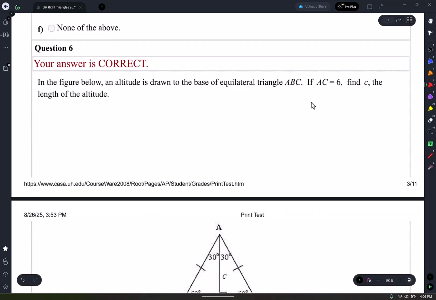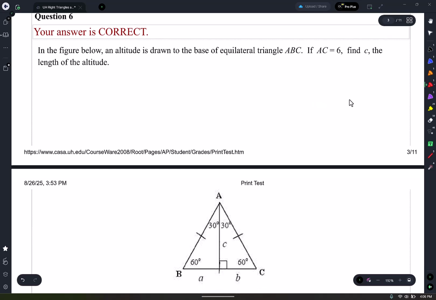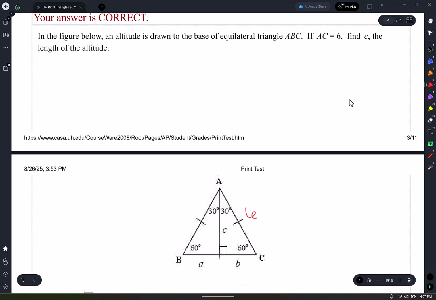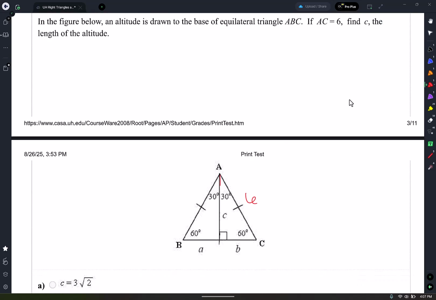In the figure below, an altitude is drawn to the base of an equilateral triangle ABC. So if AC is 6, so this is 6, find C, the length of the altitude. So they want the length of the altitude. Do you guys see this triangle that I'm writing? That's a 30, 60, 90 triangle because it's an equilateral triangle. But I'm cutting that in half, so it turns into a 30, 60, 90. That one in red, right?